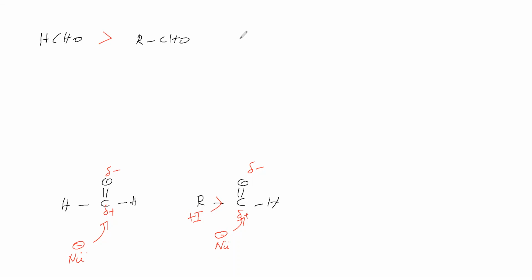Then we will take aromatic aldehyde. In aromatic aldehyde, how it will be, that we will see. Aromatic aldehyde is like this. In the aromatic aldehyde also, this carbon has a partial positive charge and oxygen has a partial negative charge, because oxygen is more electronegative than carbon.